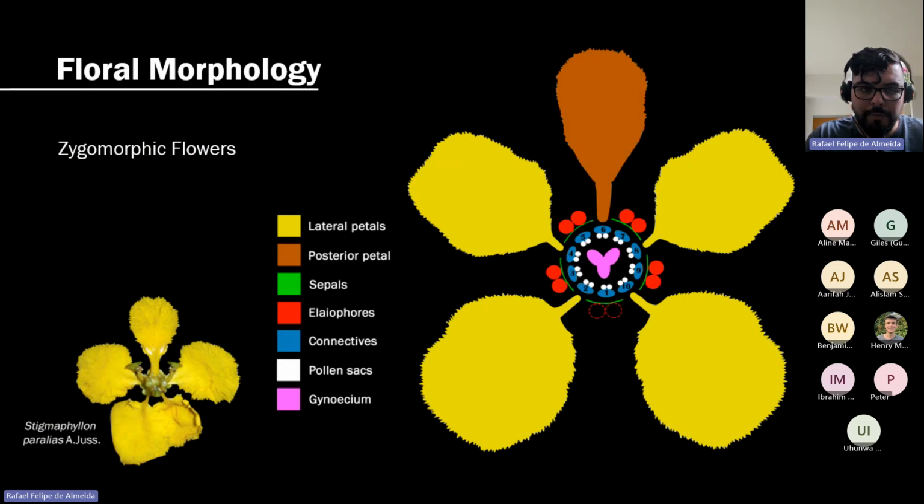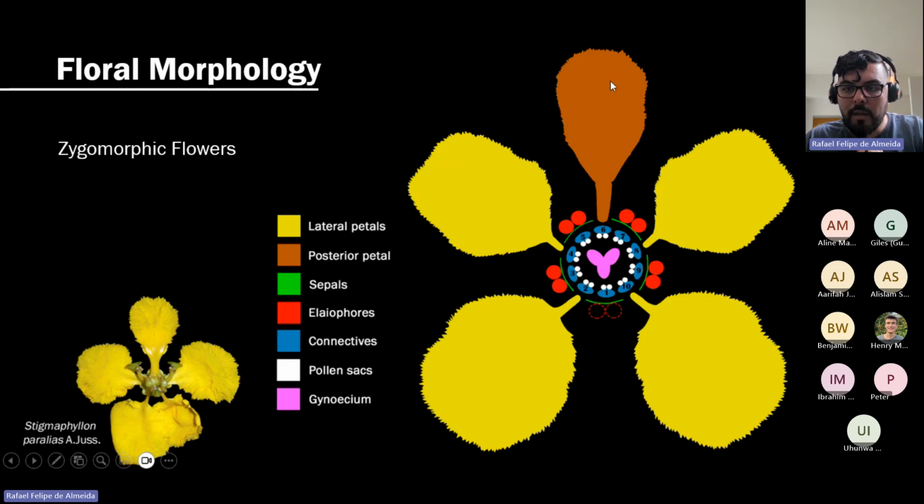Now, talking properly about floral morphology. As I told you before, Malpighiaceae is known for its zygomorphic flowers, but this type of morphology is only found in Neotropical ones. In the Paleotropical ones, the African ones, it's a little bit different, and I'm going to talk to you about that in a few moments.